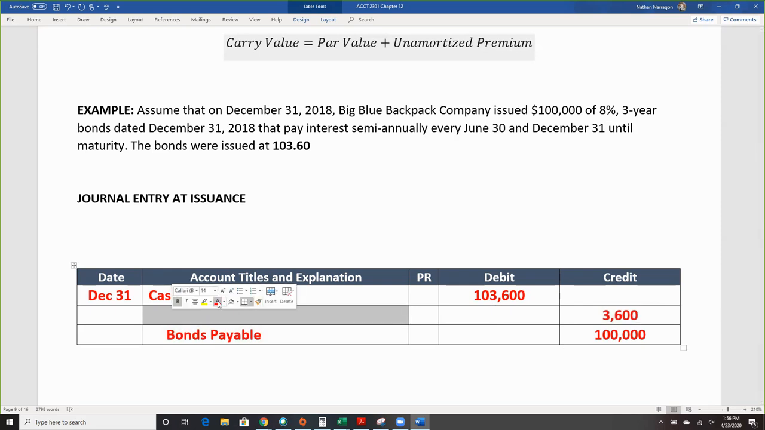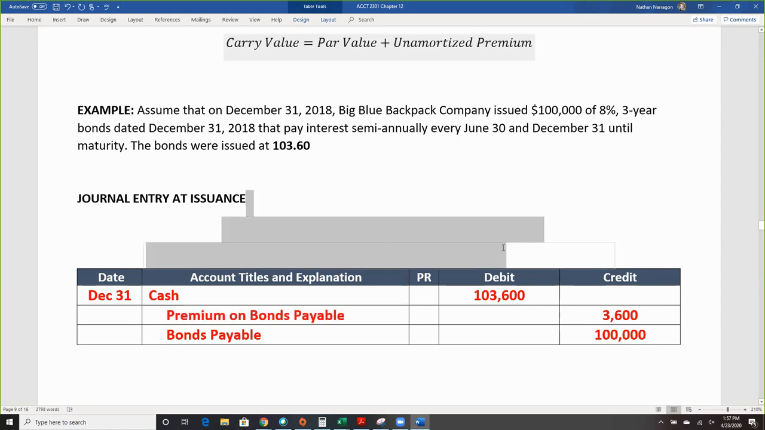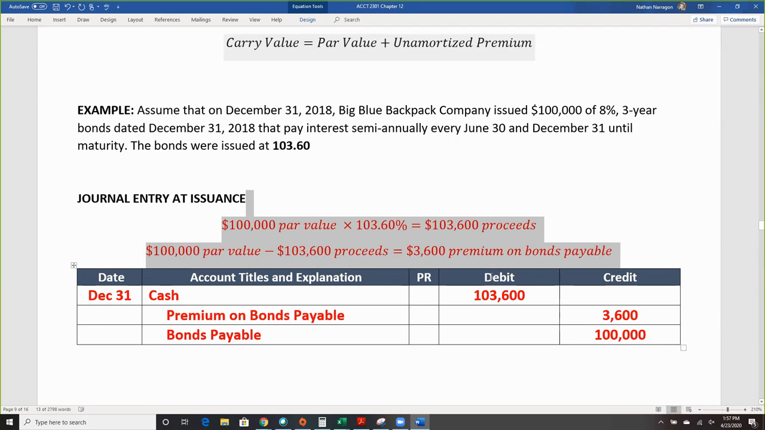Well, when this happens, this also tells me there's a premium. So if the difference ends up being a credit, premium. If the difference has to be a debit, discount. Again, if you have notes, the formula is hidden right there. Okay. So premium, just a little bit different than discount, but still the same structure.